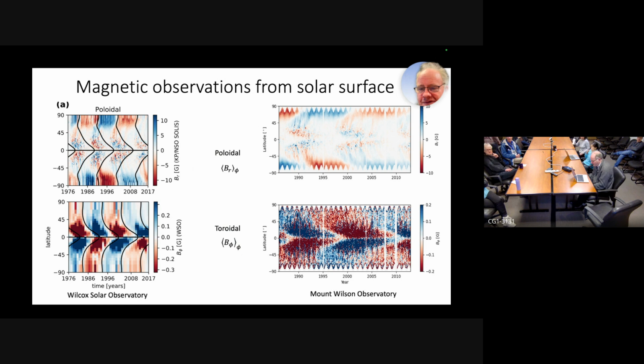So we have observations of the magnetic field at the surface, including the toroidal field. Here mainly the radial field at the surface, and the toroidal field, which is the azimuthally averaged phi component of the field. And we've got this for 4 cycles now.